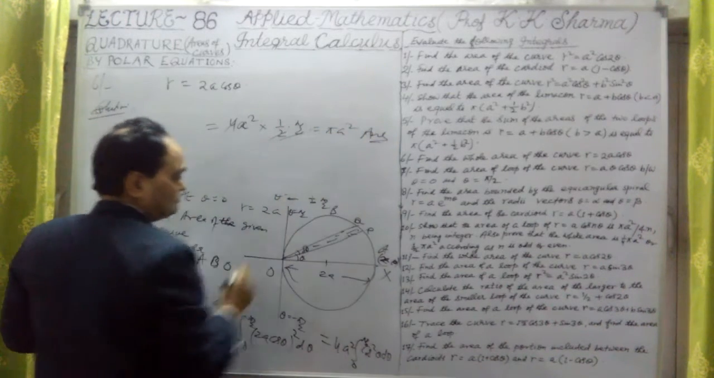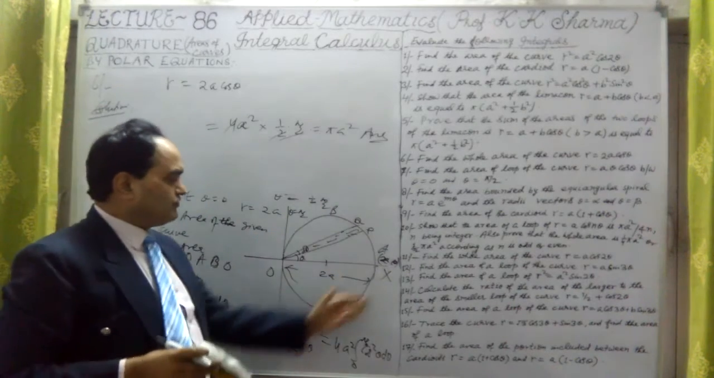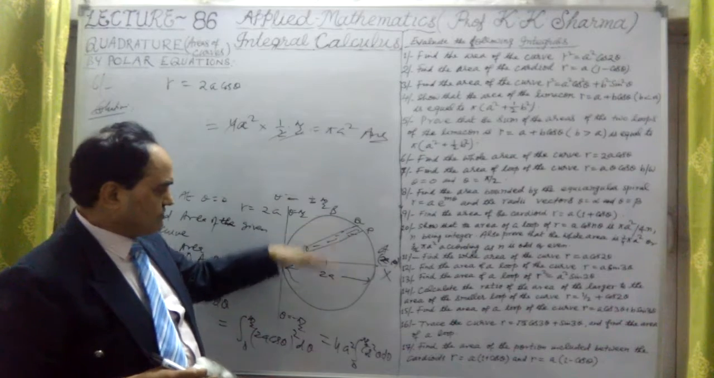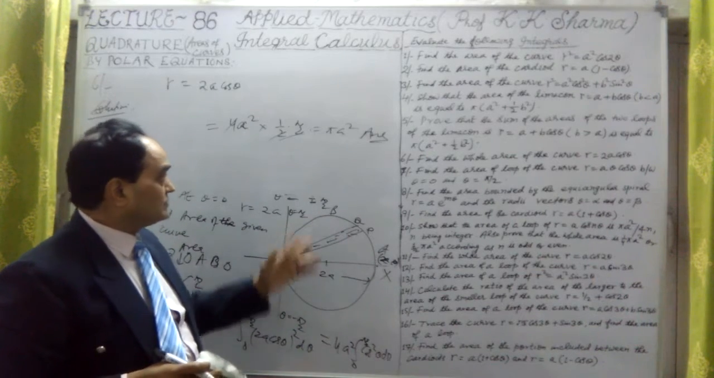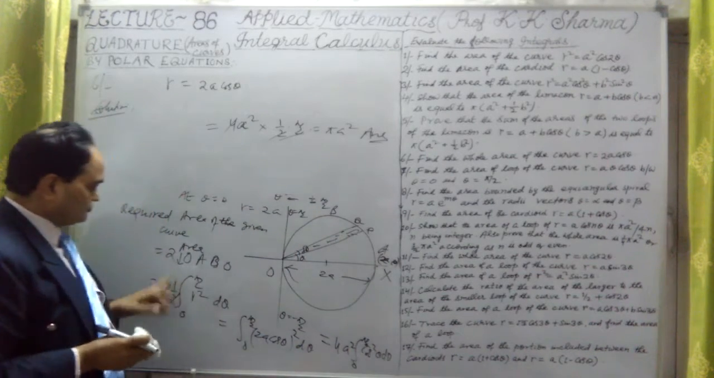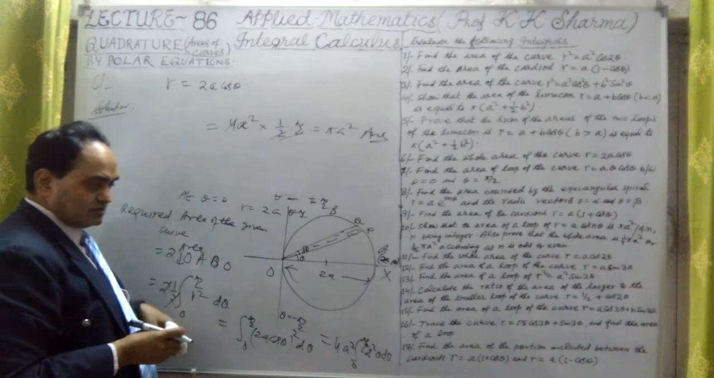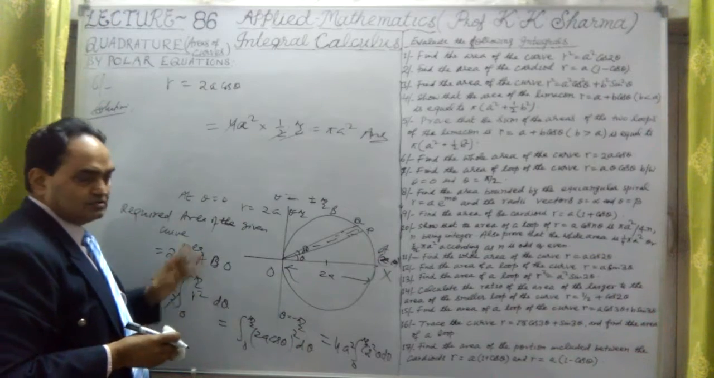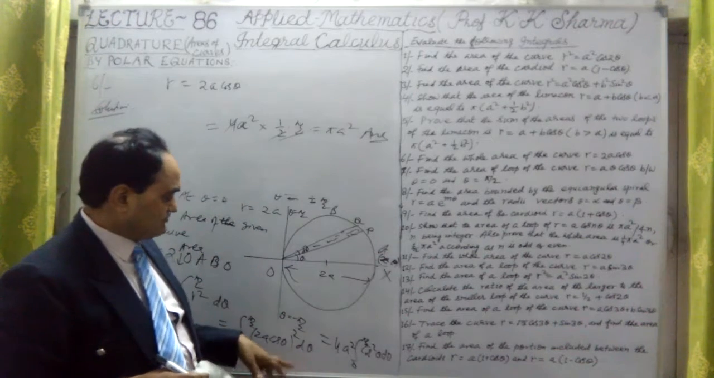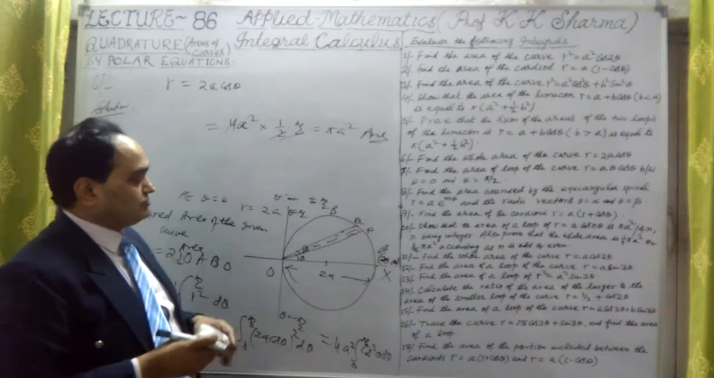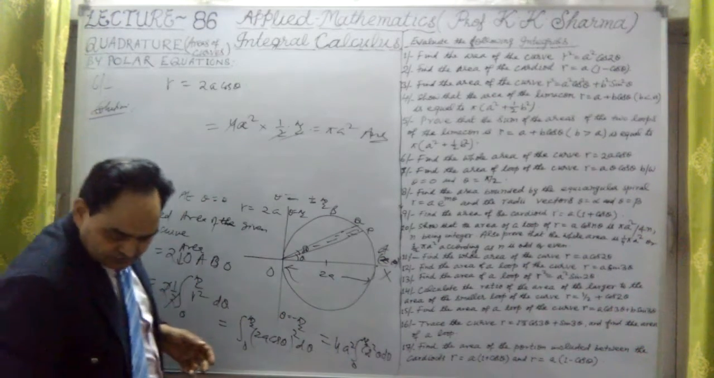This is the answer. The total area of the whole curve, because twice of this half above will give us the total area. Twice we have already done, but you know that the area of a polar curve is half, limits alpha to beta, r square d theta, which we explained in the beginning. So this is the total area. So pi a square is the final answer of this question.